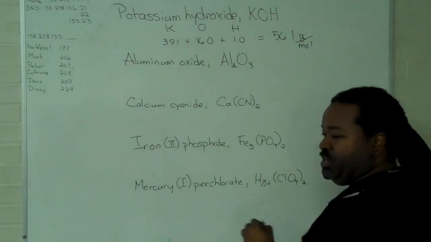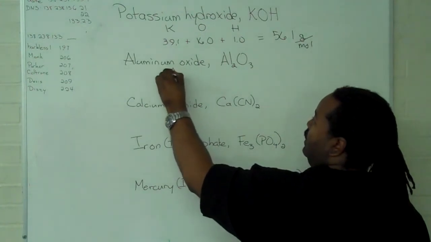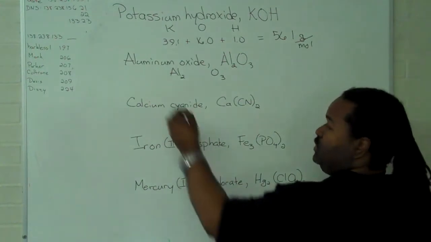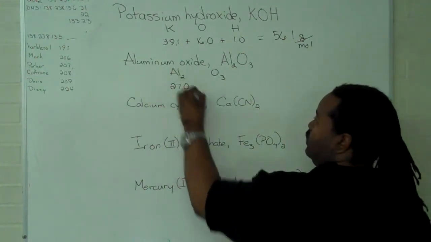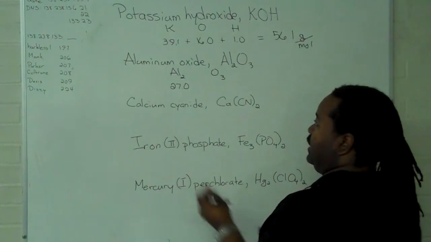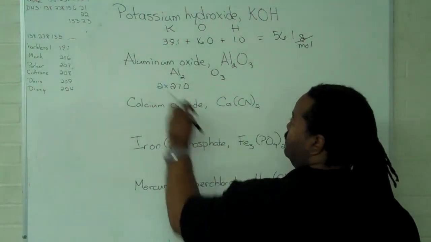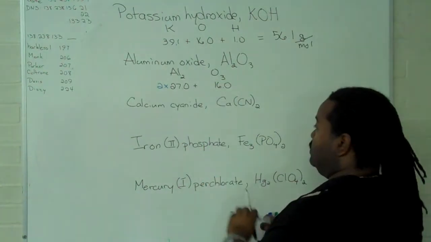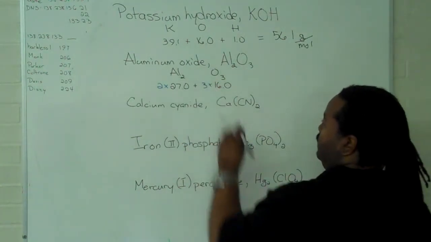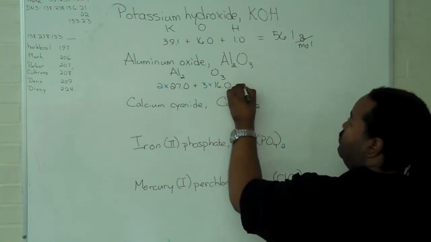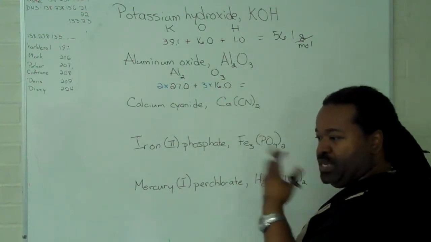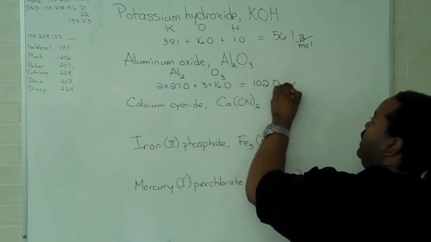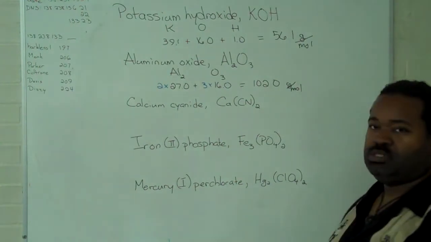For aluminum oxide, we do have to pay a little more attention. Al2O3. So each aluminum will give us 27.0 grams per mole, and we have 2 of those. Each oxygen will give us 16.0 grams per mole, and we have 3 of those. If we multiply through and then add everything, we'll find that we have 102.0 grams in 1 mole of aluminum oxide.